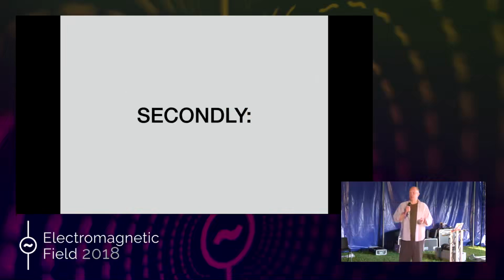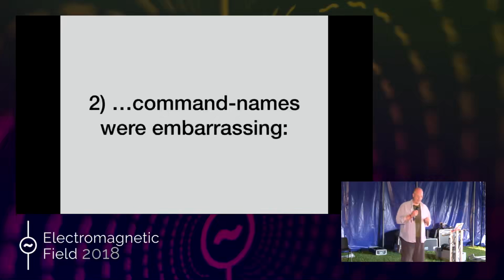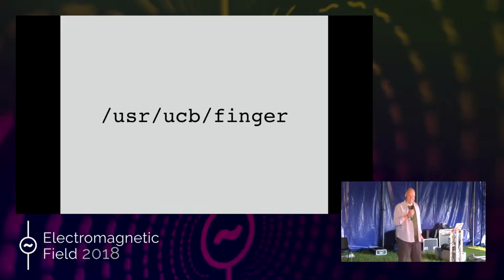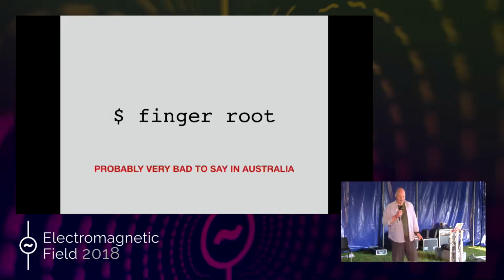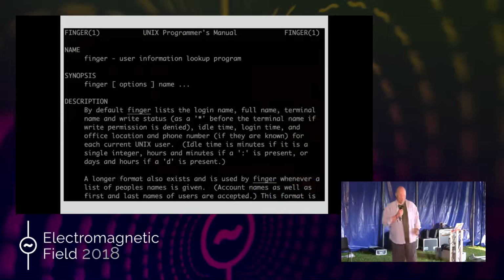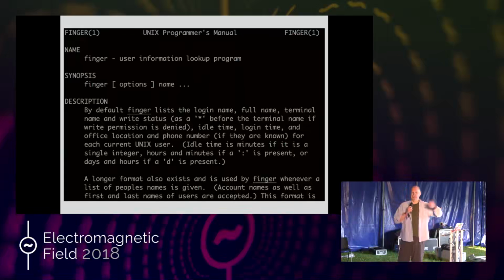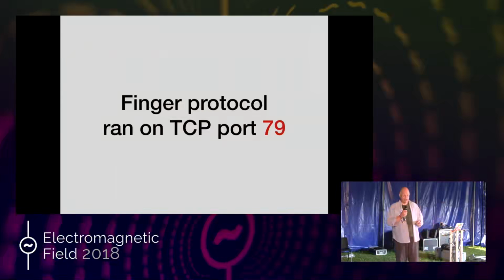Secondly, one of the more important aspects of making a successful tool in this era, the command line names tended to be a bit embarrassing. Something like, for instance, finger. Especially if you use it with the standard Unix systems administrator. This would be very rude to say in Australia, I am told. The finger program was the user information search database program. You could see who was logged in, or you could inquire whether a user on a system was currently logged in, and you could also get a little bit of extra information about them.